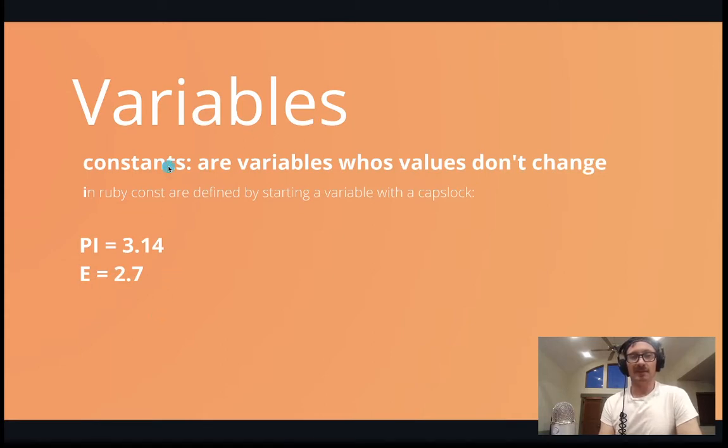There's another flavor of variables called constants. These are variables whose values don't change. Think about the number pi or e, or maybe a standard color throughout your app. Anytime you want a variable to hold a value that you know is never going to change, we can put that in a constant. In Ruby, constants are defined by starting a variable name with a capital letter. Since the first letter is capitalized, that's going to be a constant.